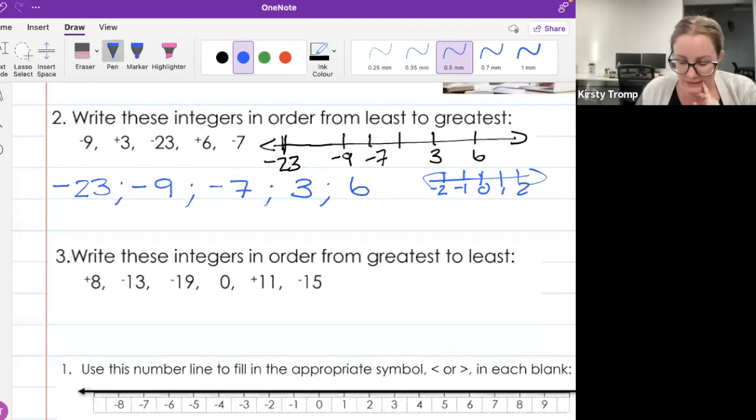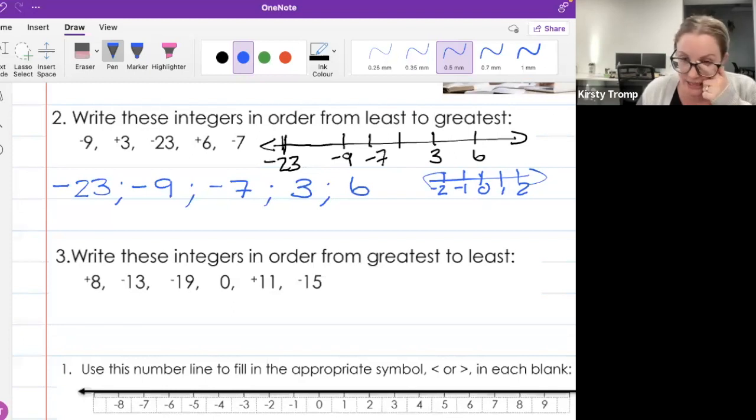Ma'am, for question number 3, ma'am. Yeah, I haven't done it yet. Yes, ma'am, I'm done with it. So I just wanted to ask, when we do it, we have to say the biggest number minus. So it'll be minus 19, comma, minus 15.